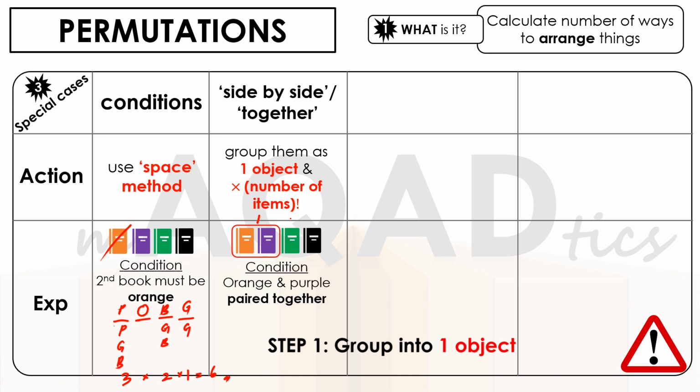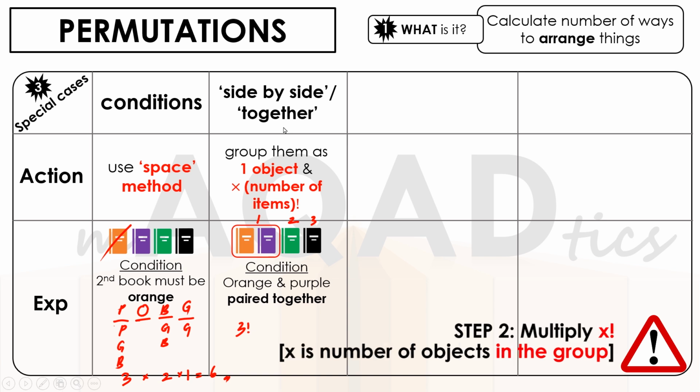So now we have 1, 2, 3 objects instead of 4. Now we have 3 objects, then we just arrange them. So to arrange all of these things, it will be 3 factorial. Then we need to do the second action, which is to multiply a factorial where the number is the number of items in the group. So this one is 2 factorial. So your answer, you will get 12. The reason why we need to multiply 2 is because inside the group, these 2 books can switch places. So either it's orange purple or purple orange.